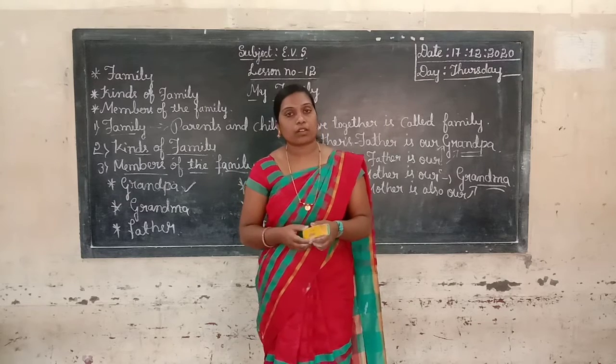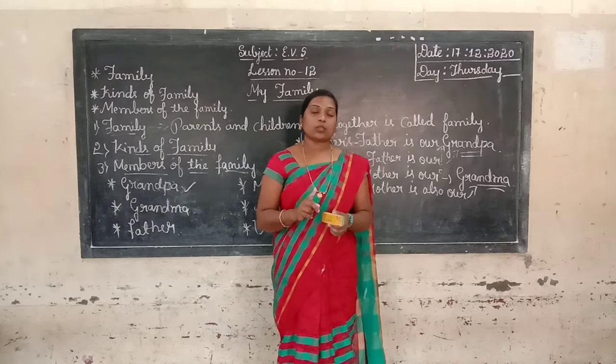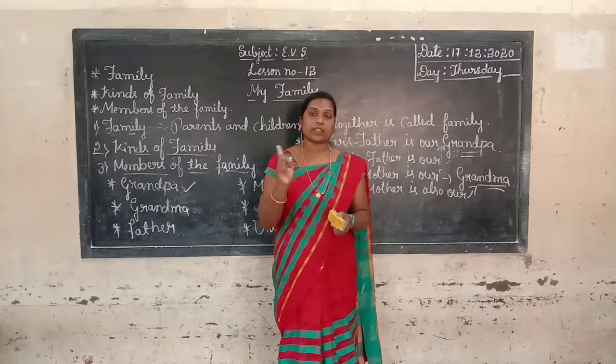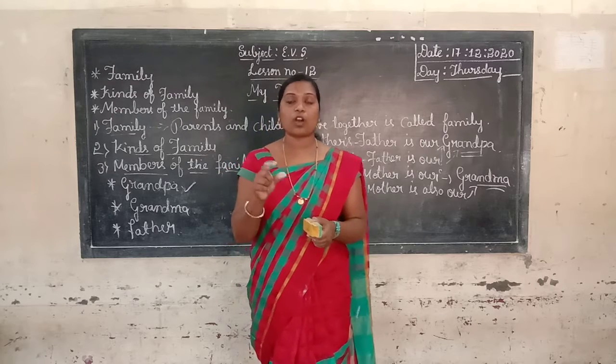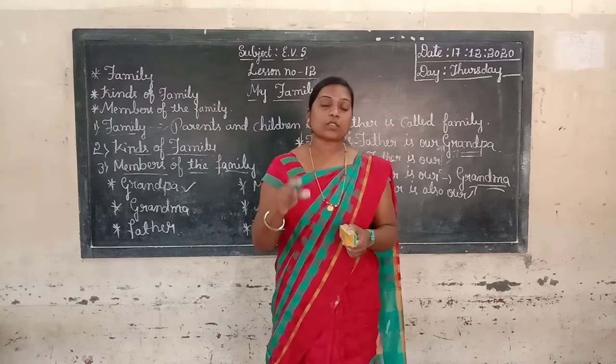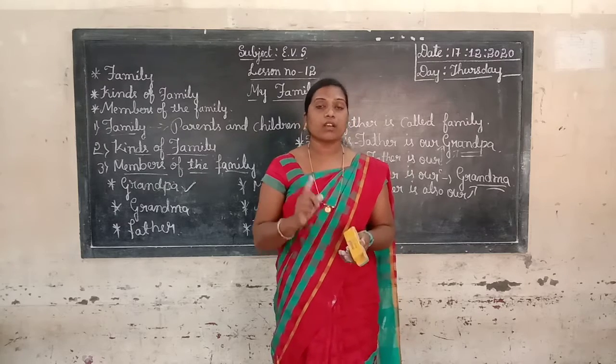So what is a nuclear family? In the small family, parents and their one or two children live together, it is called a small family. At least members live together, it is called a small family or a nuclear family.